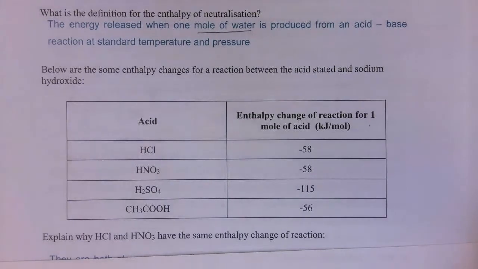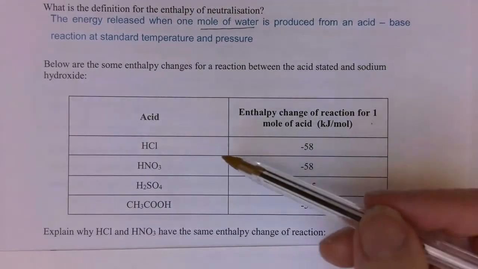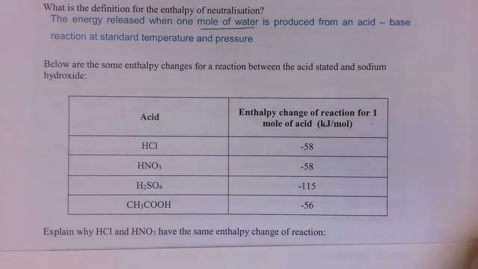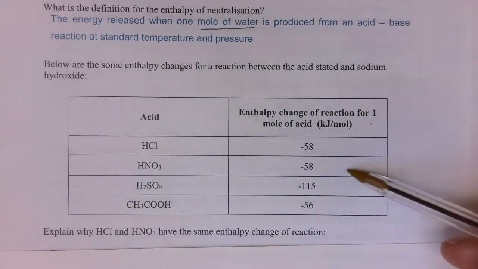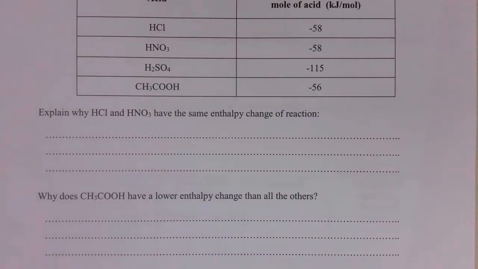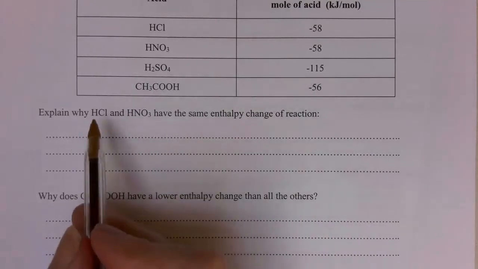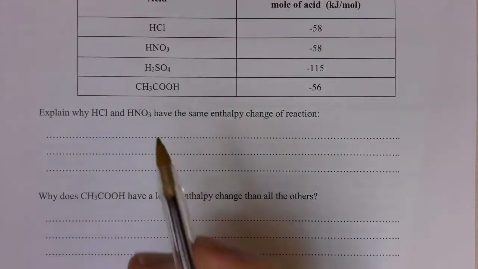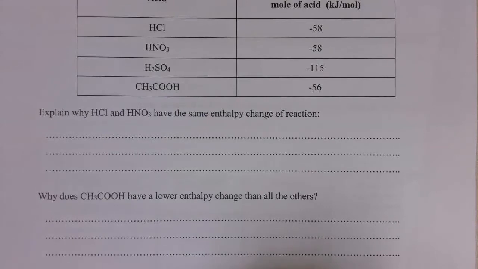So the first thing we're going to consider is why HCl and HNO3 have the same enthalpy change of reaction. So the trick to explaining this one is to think what's going on in an ionic equation. So we're going to write out the full equations for these two, then I'm going to turn them into an ionic equation.